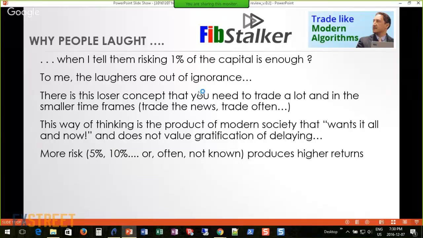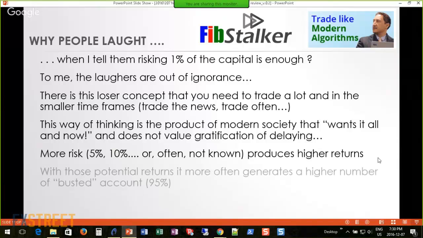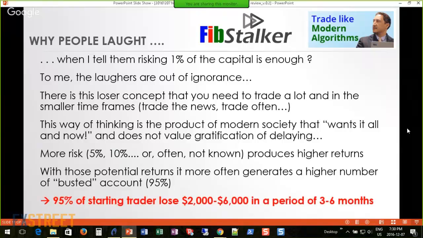Swiss franc, what happened at the beginning of 2015. And some people don't even know how much they are risking. In fact, they actually generate discretionary ideas, and obviously more risk always produces higher returns when you still have your capital, because with those potential returns, it more often generates a higher number of blown accounts, 95% of accounts in Forex trade. And that's something that you don't want to do.